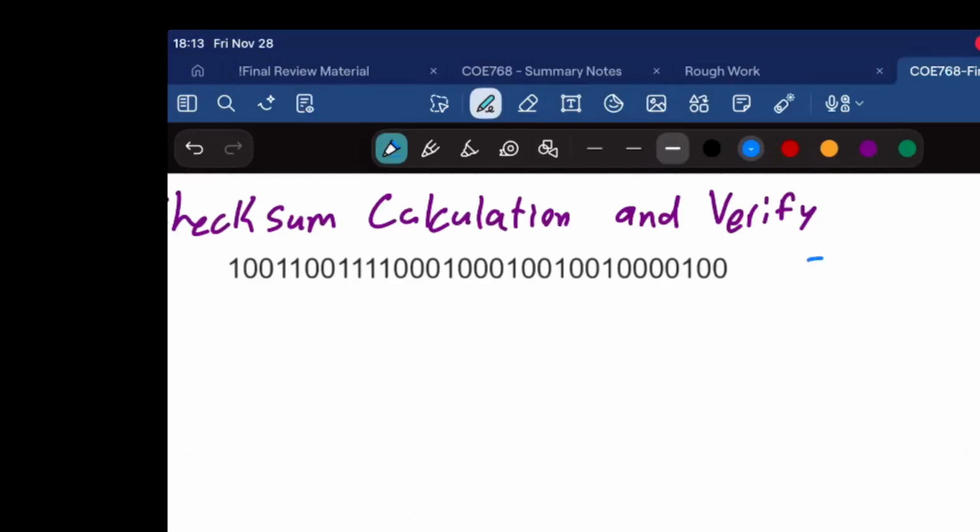We were asked here to use an 8-bit, not frame, sorry, that's not the right word, but divide into 8-bit segments.